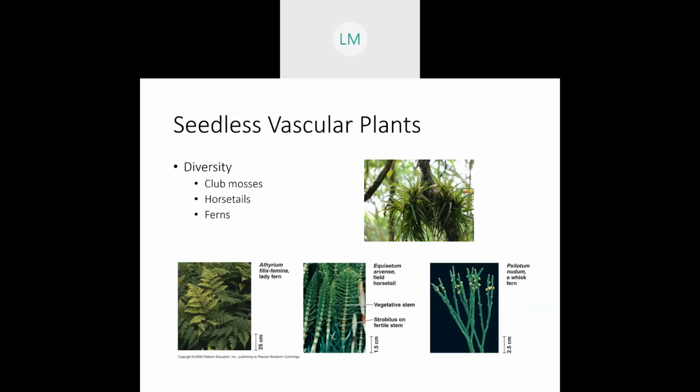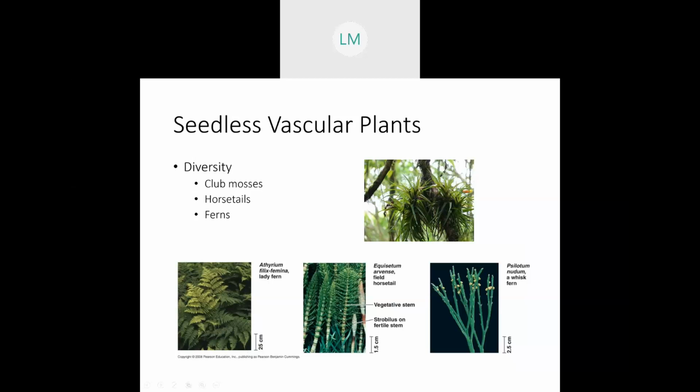When it comes to the diversity of our seedless vascular plants, the biggest group within our seedless vascular plants is going to be ferns. So if you've been up to the Pacific Northwest and hiked around that area, I'm sure you've seen a lot of ferns. These really thrive in moist environments. So that's going to be where the majority of the diversity that we see comes from.